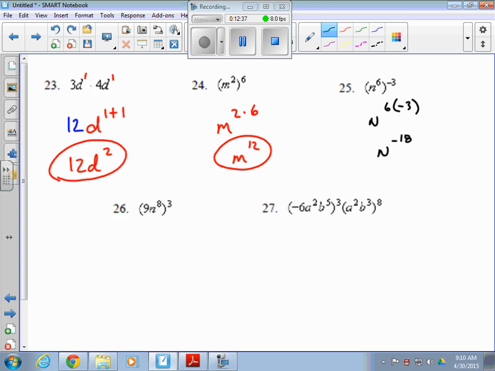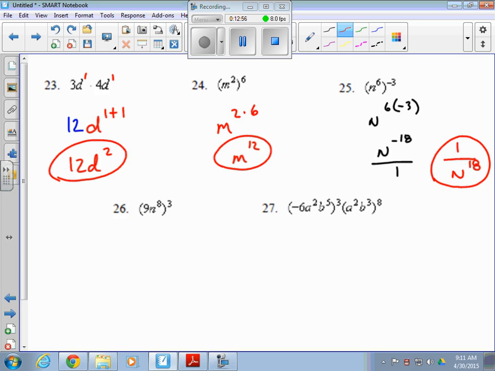It can't stay that way. Remember, everything's a fraction, so everything's over 1. So ride the elevator. 1 stays on top, N goes to the bottom, and negative 18 becomes positive. 1 over N to the positive 18.